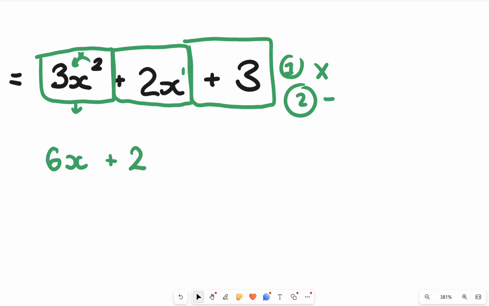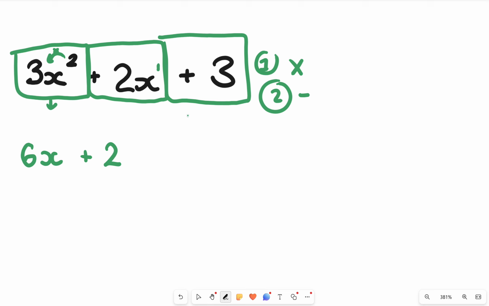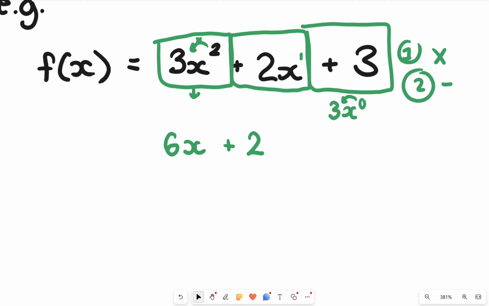Now for constants, a rule is just that whenever you differentiate a constant like this, it disappears. But as to why it disappears, I'll explain. So you're basically saying 3x to the power of 0 here. When you multiply 0 by 3, you end up with 0. So therefore, you're just adding on 0, which you do not have to show. So this would be your differentiated function.